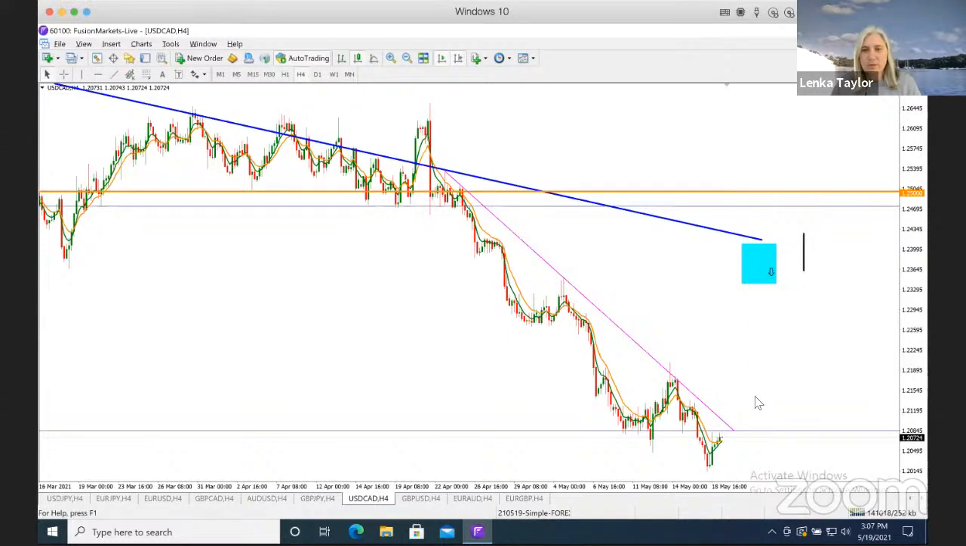That's what I would like to see. Not sure if that's going to happen. It might just keep going and reverse again down here. We shall see. But in terms of my entry, I would like a bigger pullback.